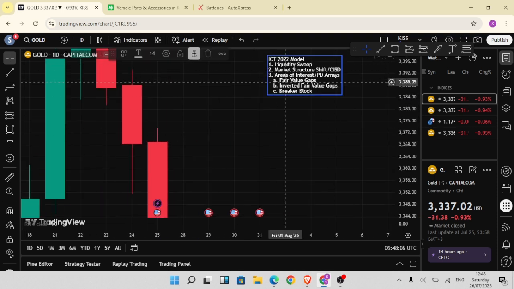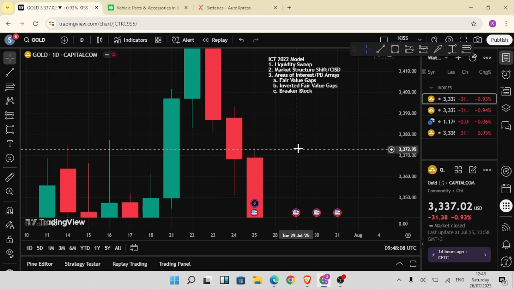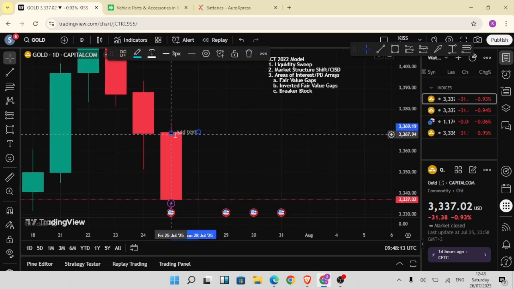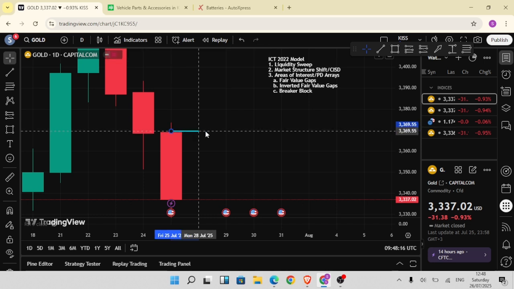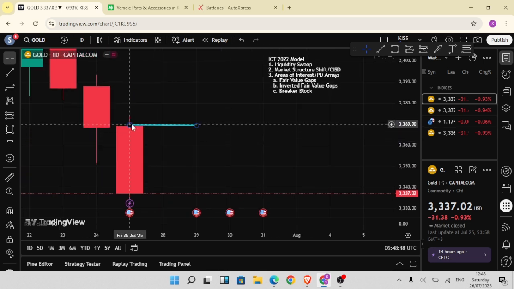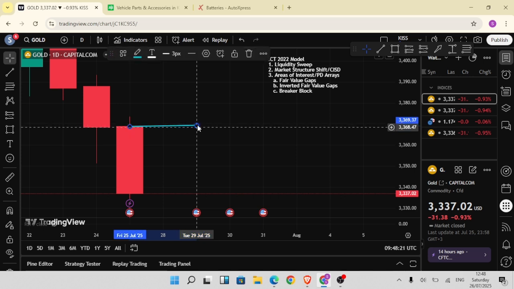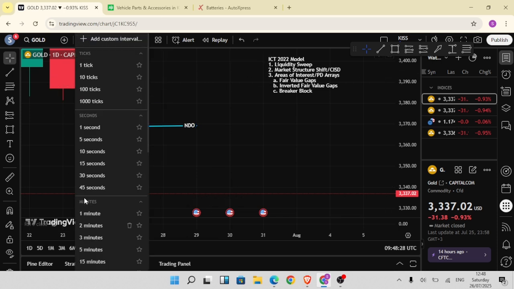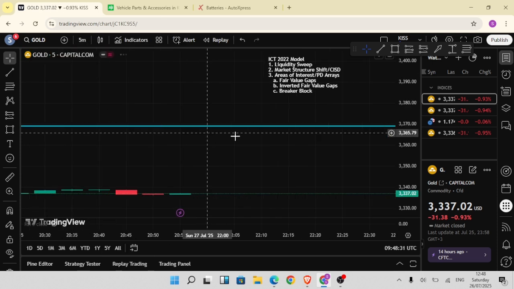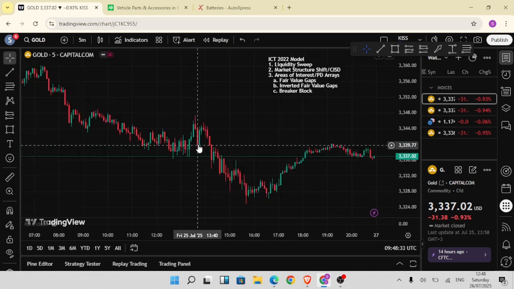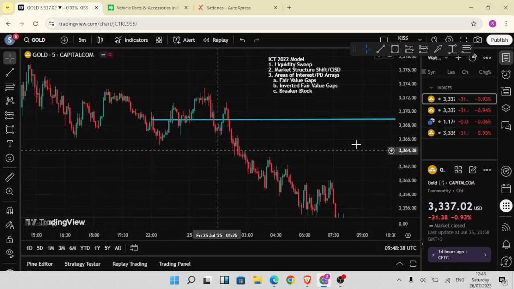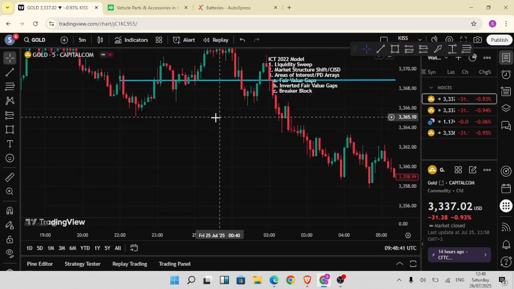However, let us introduce the ICT 2022 model. Friday opens. New day open. Drop to the lower time frame. You can actually mark the new day open on the lower time frame. You don't have to switch time frames like this. You want to locate the exact place where the new day opened. And where was that?